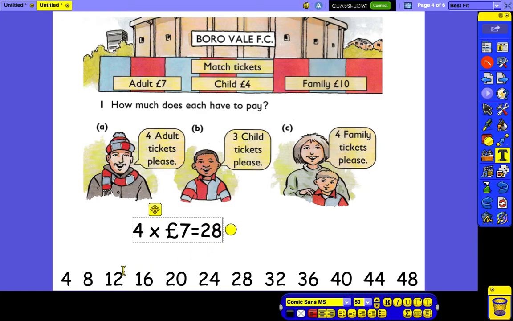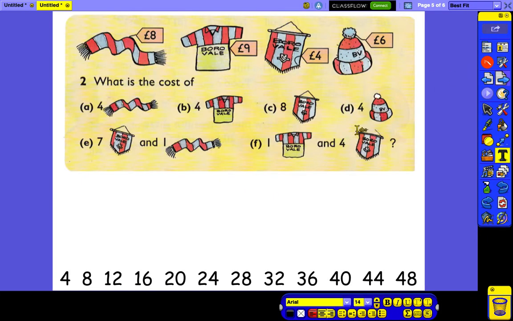I can double check with my number line as well. 1 set, 2 sets, 3, 4, 5, 6, 7. Yep, 4 times 7 equals £28. 3 child tickets, well, that would be 3 times 4. Family tickets, this woman wants 4 family tickets, so it would be 4 times £10, and you'll get your answer. On to the next part.